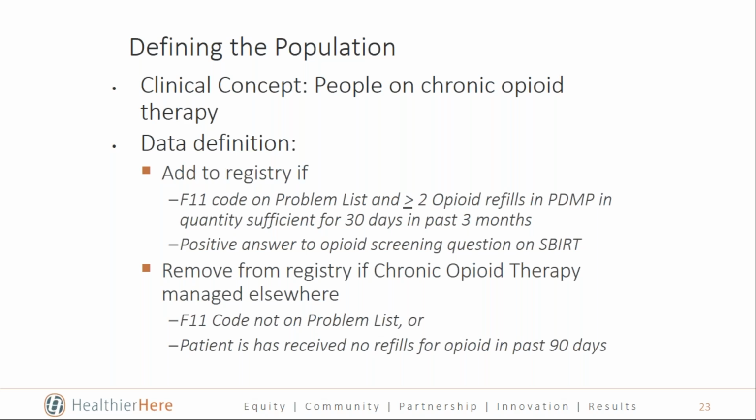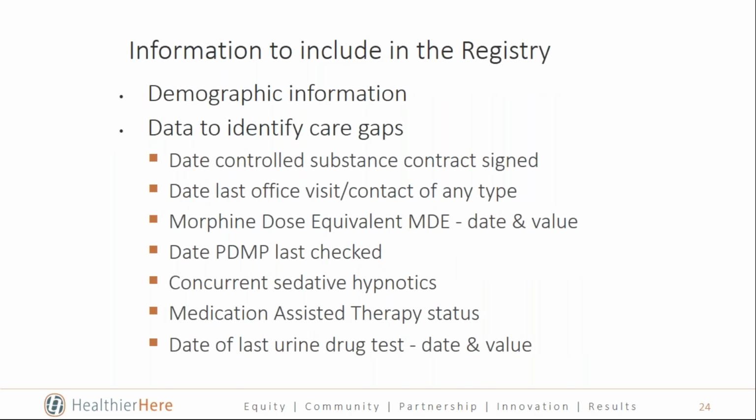And you get them off by taking, you might not want to take the F11 off the problem list. You might want to have a dummy code, let's say, for people who are managed elsewhere. There's a bunch of ways to handle these problems of people handled elsewhere. But if people actually come off the opioids altogether and they're no longer taking them, which would be great, you also need to get them off if you're not doing refills in the last 90 days or so.